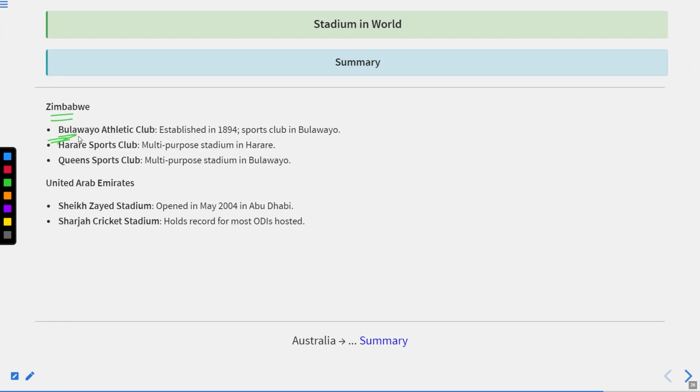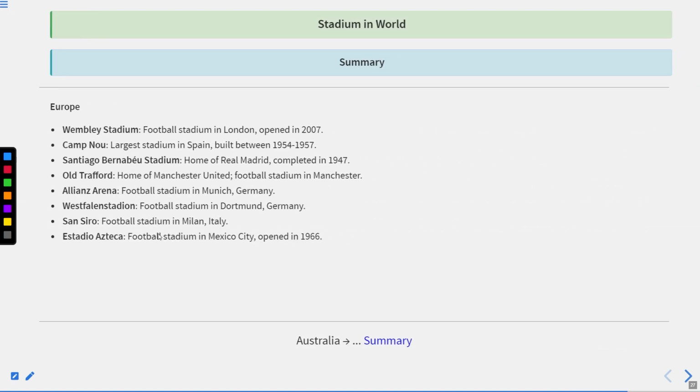Zimbabwe, Bulawayo Athletic Club, established in 1894, sports club in Bulawayo. Harare Sports Club, multi-purpose stadium in Harare. Queens Sports Club, multi-purpose stadium in Bulawayo. United Arab Emirates, Sheikh Zayed Stadium, 2004, Abu Dhabi. Sharjah Cricket Stadium holds the record for the most ODIs hosted.